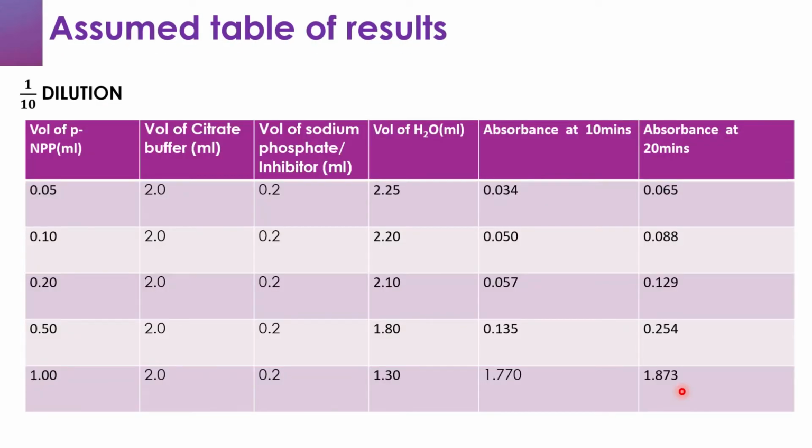So this is our assumed table of result for the 1 in 10 dilution. From the table, we can see this is the volume of our p-nitrophenyl phosphate, which is our artificial substrate used for the reaction, and this is the volume of the buffer added to each of the test tube, and this is the volume of water added and the volume of our inhibitor added to each substrate buffer. And these are the obtained absorbance values at 10 minutes and also at 20 minutes respectively.